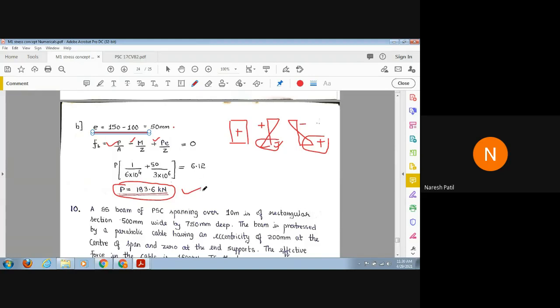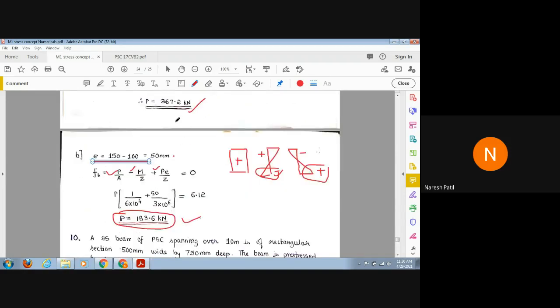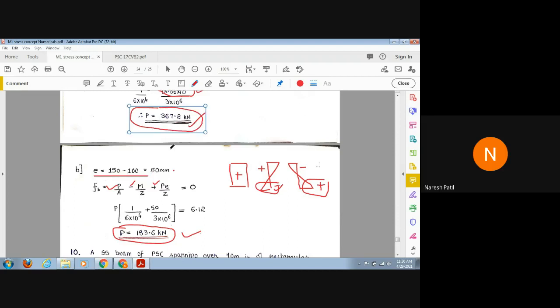So you can conclude by locating these two answers. What can you conclude? This is very interesting. Looking at the answers, can anyone conclude? See, there is a change in the answer. Why is there a change in the answers? In the first condition, because the cable is concentric, we got 367. And in the second condition, because the cable is eccentric, we got 183.6.